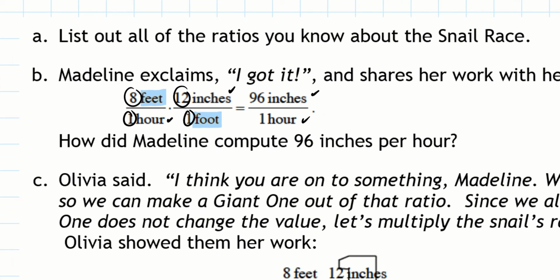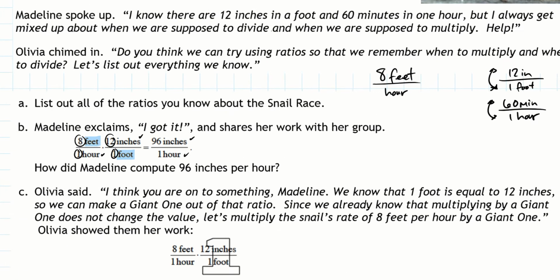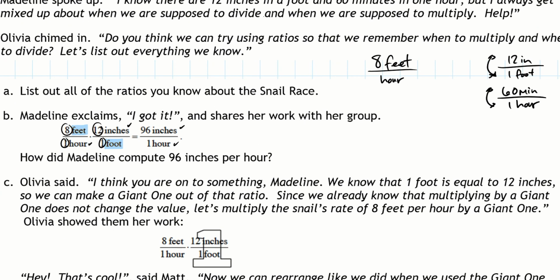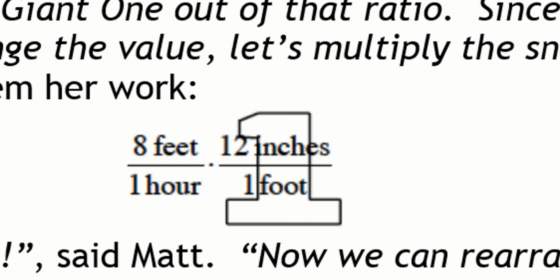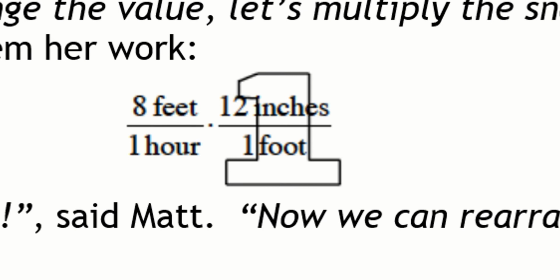So how did Madeline come up with that? Well, I think I just talked through that, Mr. Roberts. So let's move on. Olivia, this is another friend, Olivia said, "I think you're on to something, Madeline." Well, how supportive is that? That's nice. "We know that 1 foot equals 12 inches, so we can make a giant one out of that ratio." And she did, right? 12 inches is the same as a foot. Since we already know that multiplying by a giant one does not change the value, let's multiply the snail's rate of 8 feet per hour by a giant one. Olivia showed them her work. Okay, so 8 feet per hour and then times the giant one. It's beautiful. Now Matt said, okay, I like this and I want to rearrange these things.